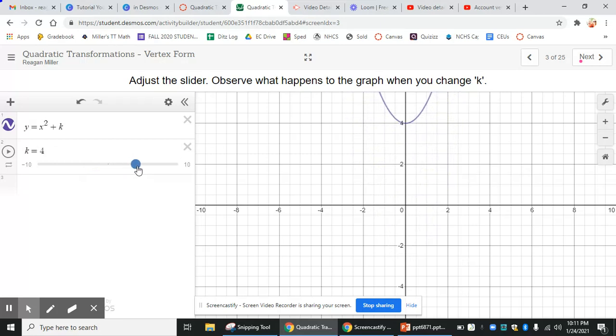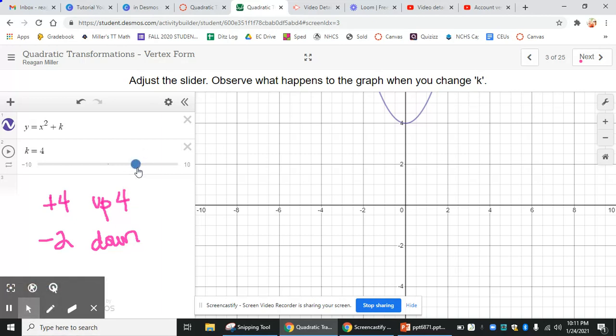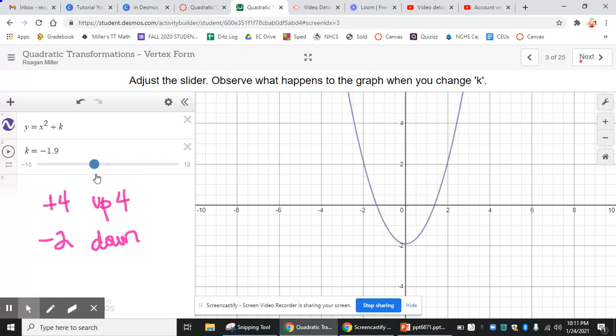So for instance, if I have a positive K, if I add 4, that's going to move it up 4. Just the same, if I subtracted 2, I would be moving it down 2. So you could change your slider over to -2, and you'll notice that it moves the vertex down 2.